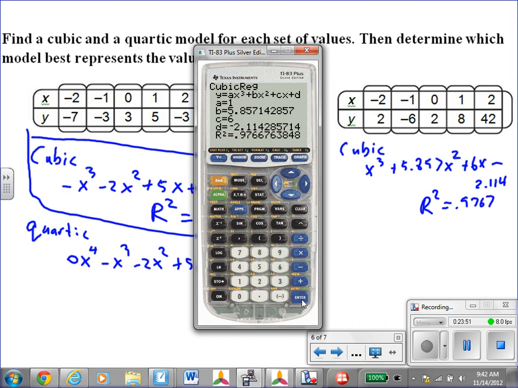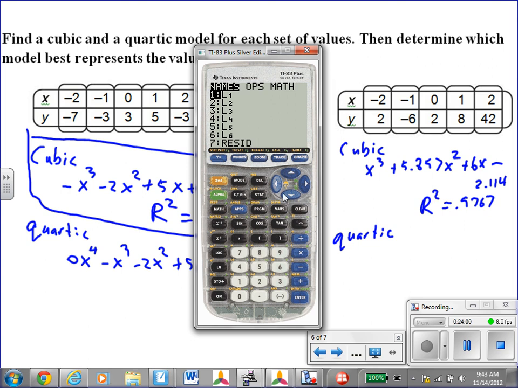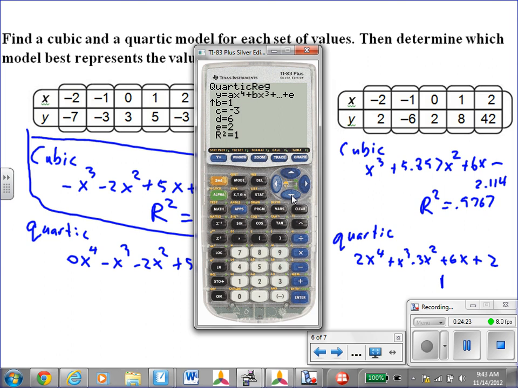Then quartic, when we type that one in and you go to quartic and hit enter, you get 2x to the 4th plus x cubed minus 3x squared plus 6x plus 2, right? And then when you scroll down and look at the r squared value, you get an r squared value of 1. Quartic is better.